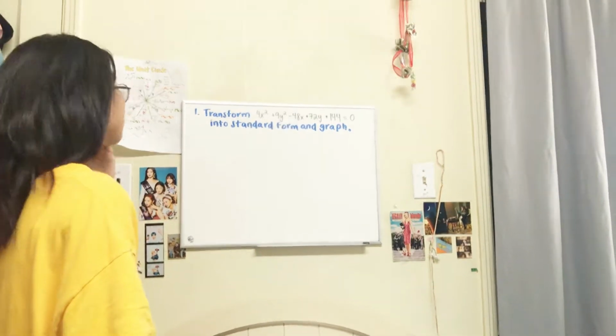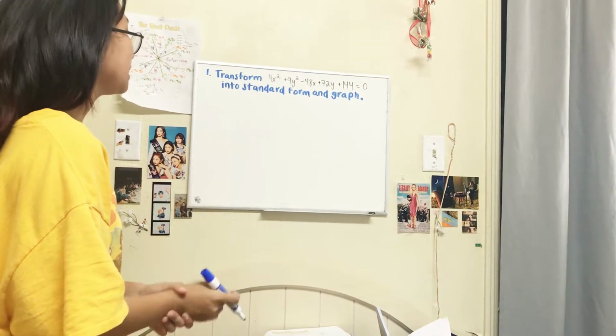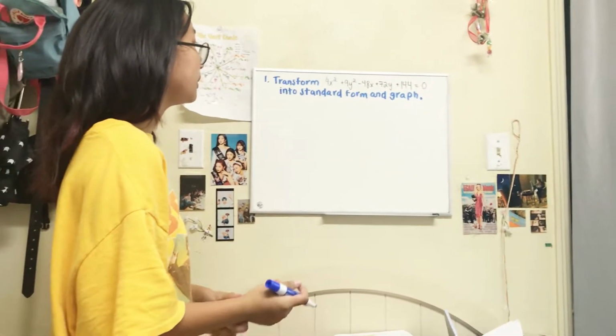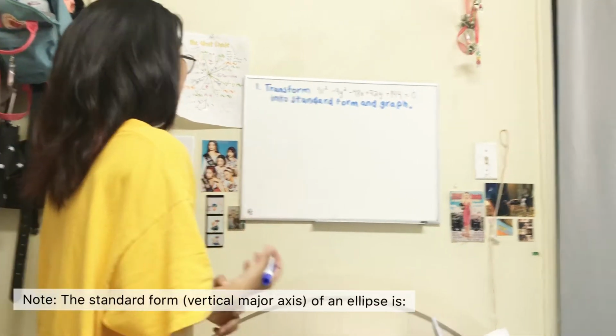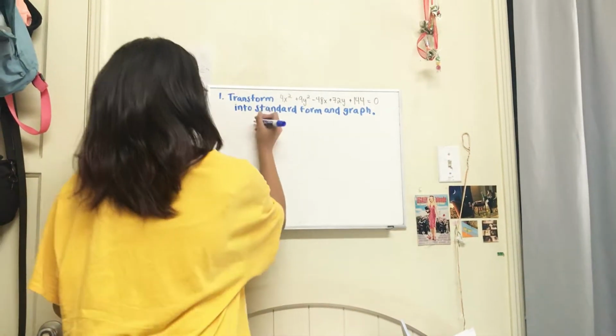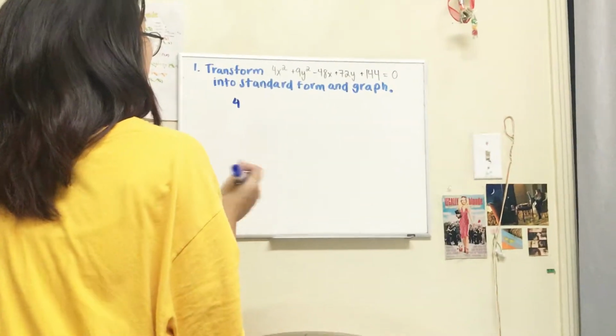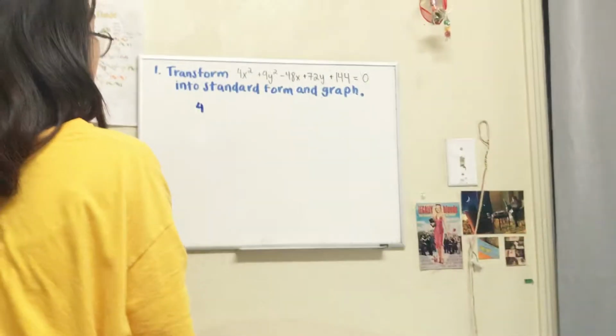Here today is transform 4x squared plus 9y squared minus 48x plus 72y plus 144 equals 0 into standard form and graph. So to start off, we want to move the similar variables onto one side.